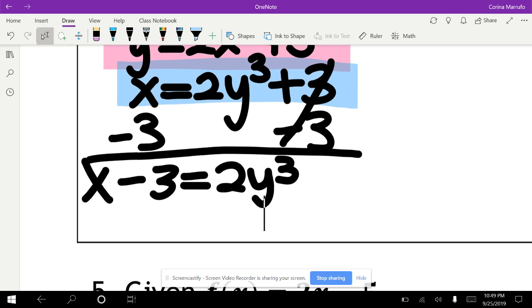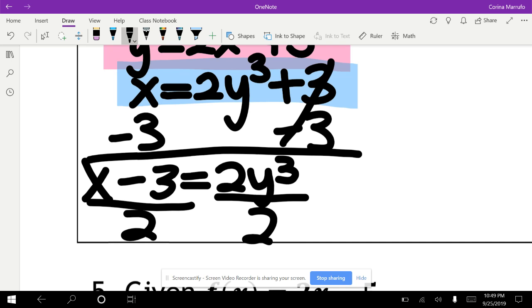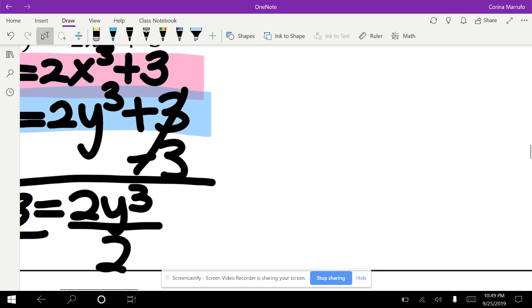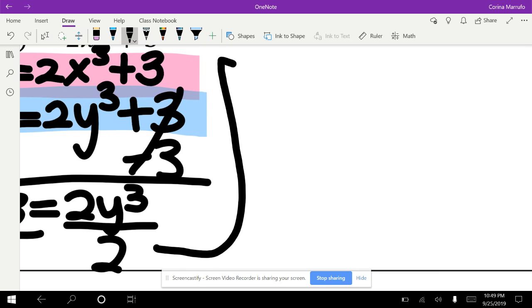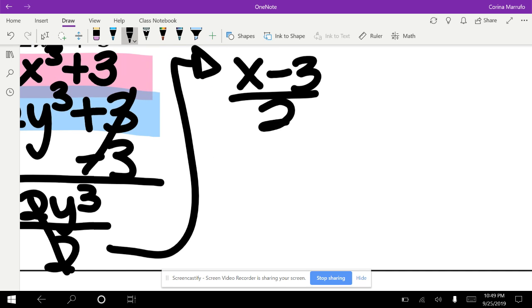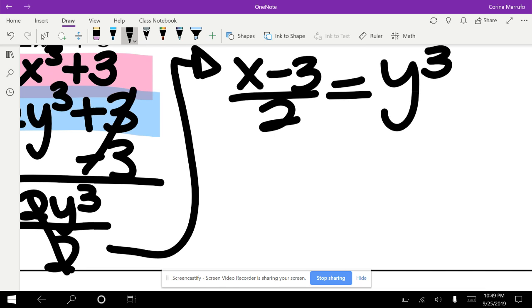All right, and then from there, our next step is to get rid of the 2 in front of the y cubed. So we divide by 2. Now, we can't only divide the x, we have to divide both the x and the minus 3 because they're both on the left side of the equation. Okay, we're not done just yet. Let me go back up and do my work up here. So then these canceled, and we are left with x minus 3 over 2 equals y cubed.